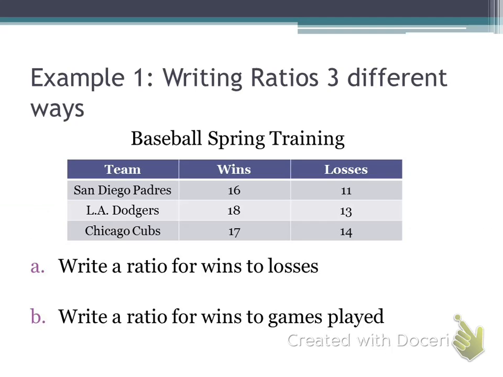And they give us 3 teams here, and you'll see that in the chart on the top of page 369. The Padres, the Dodgers, and the Cubs. And they list off their wins to losses. The Padres have 16 wins and 11 losses. Dodgers, 18 wins, 13 losses. And the Cubs have 17 wins and 14 losses. It wants us to write, okay, and we're going to use the Cubs first. Let's write a ratio for wins to losses.